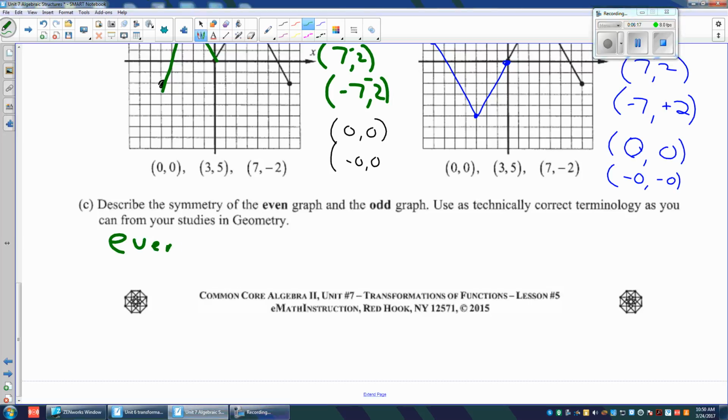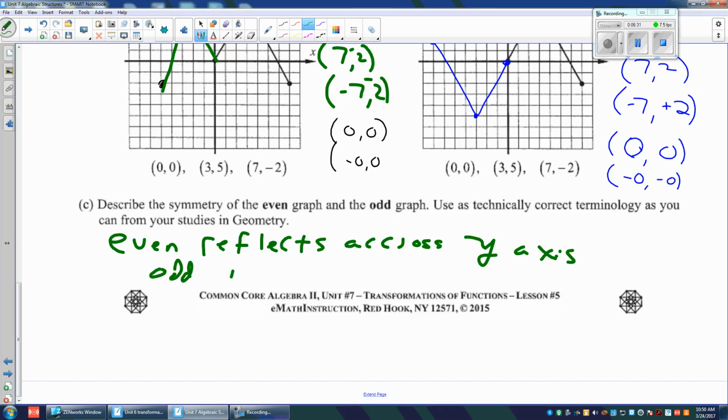An even function reflects across the y-axis. An odd function is a 180-degree rotation. Some people say that's a reflection across the origin. Let's turn to the next page.